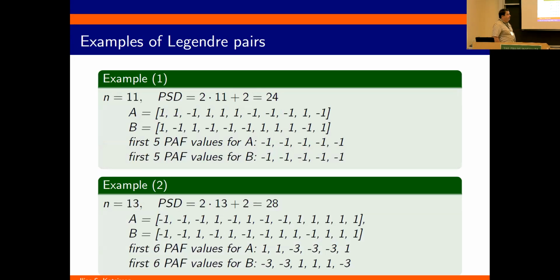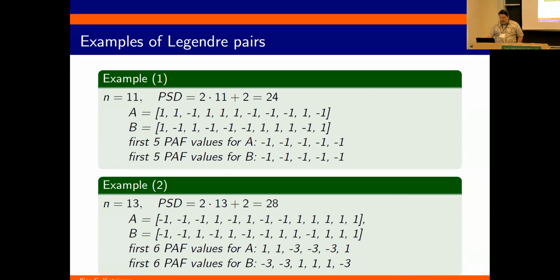For n equals 11, the PSD constant is 2 times 11 plus 2, 24. This is A and B up there. The first 5 path values for A are all minus 1s. That's a fortuitous coincidence. And the first path values for B, lo and behold, they're also minus 1. So of course you recognize some sort of difference set there, obviously. And the sum vertically is always minus 2. Now another example, n equals 13, another prime. Now the first 6 path values are 1, 1, minus 3, and so on. And the other path values underneath minus 3, 1, 1, 1. The sum vertically is always minus 2.